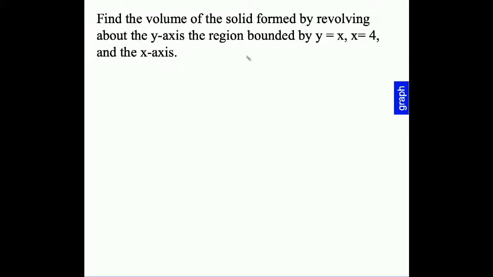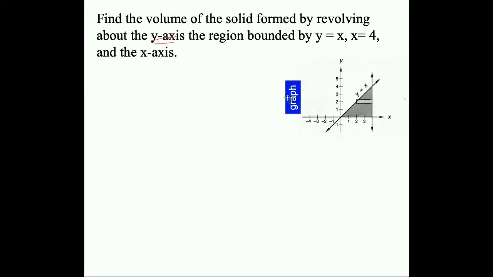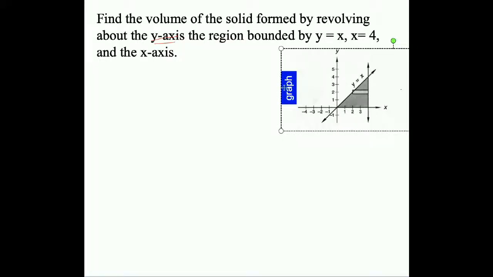Next one we're looking at here: find the volume of the solid formed by revolving about the y-axis. So around the y-axis again, the region bounded by y equals x, x equals 4, and the x-axis. So what you want to do is usually sketch the graph so you can visually see what's going on. These are all pretty easy to do. We have y equals x, and then x equals 4, which is a vertical line, and then the x-axis. So sometimes I'll draw out the graph, but this one's pretty simple to think through.